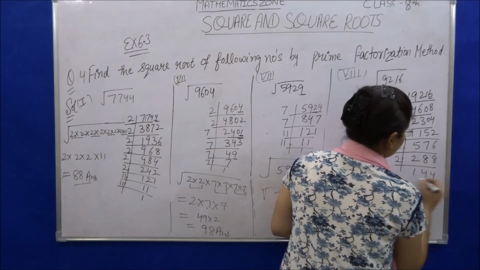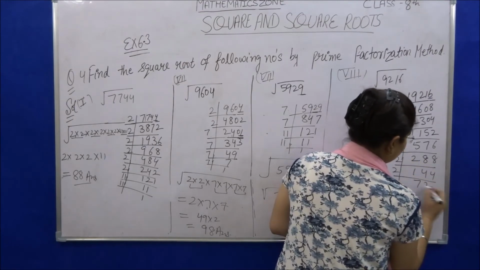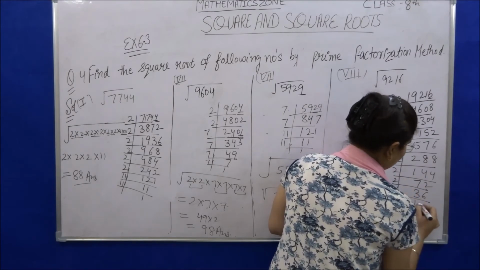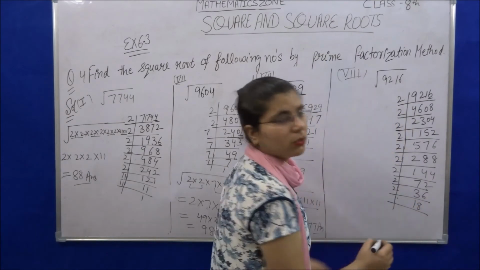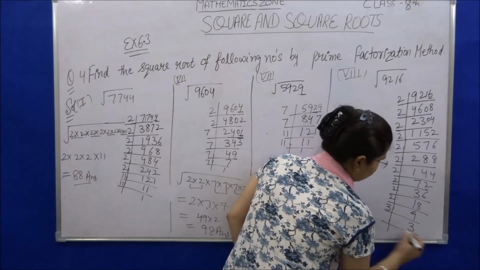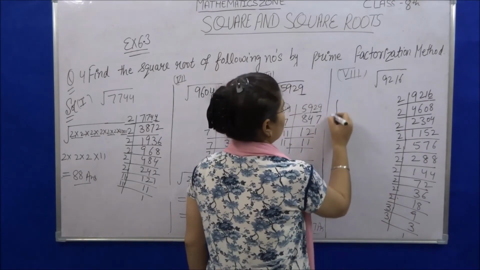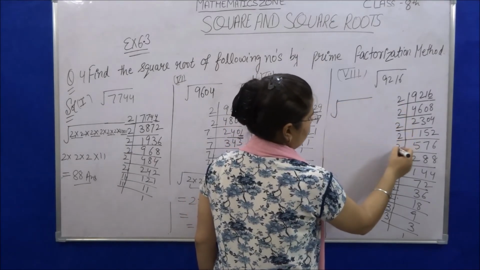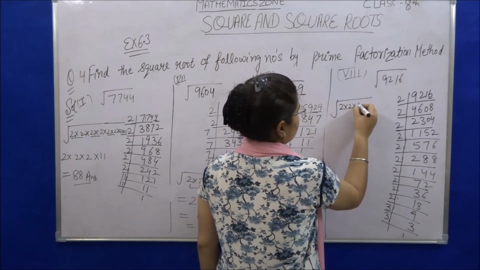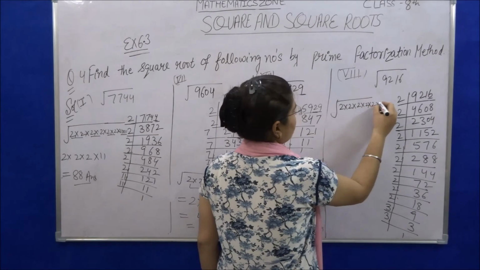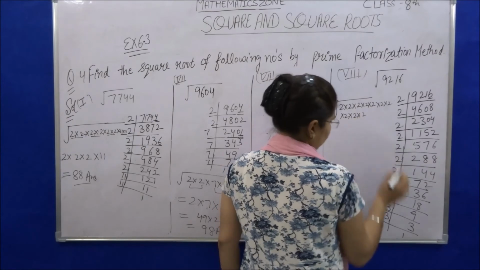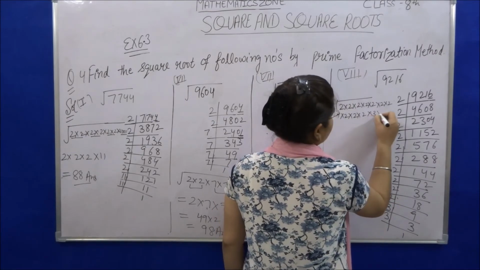2 1s are 144, 72 2s are 144, 36 2s are 72, 2 18s are 36, 2 9s are 18. Now 3 3s are 9, 3 1s are 3. Now 1 2 3 4 5 6 7 8 9 10. 10 times 2, 3 4 5 6 7 8 9 10. Now 2 times 3.